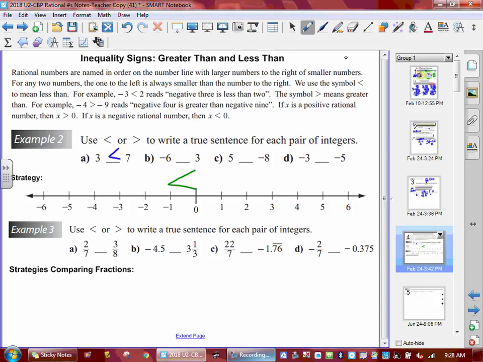So now, what about negative 6 and 3? Which sign would go there? How would you read that? But isn't it like little number gets the big number? Is that easier? Whatever it takes for you to remember it, sure. That's right. So it's going to be less than again. So negative 6 is less than 3.